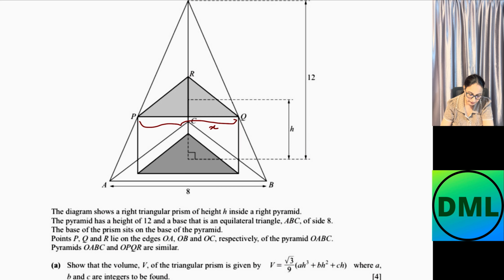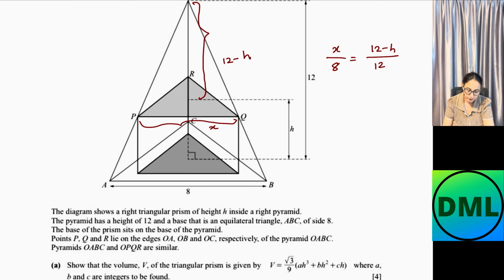This complete height is 12. Out of that, this is h. So the remaining height will be 12 minus h. This height will be 12 minus h. I will compare the bases now. The base of the triangle OPQ is x and the base of the triangle OAB is 8. Now let's compare the height with the bases. The base of OPQ, x, divided by the base of OAB, 8, equals the height of OPQ, 12 minus h, divided by the height of OAB, 12.